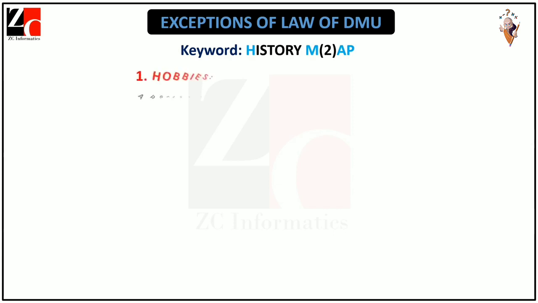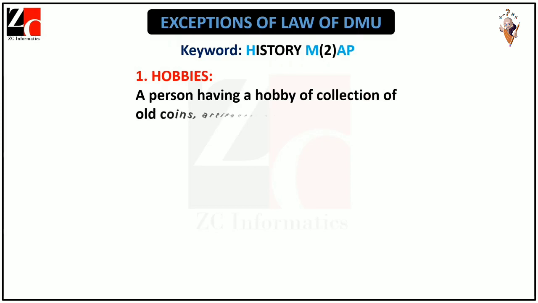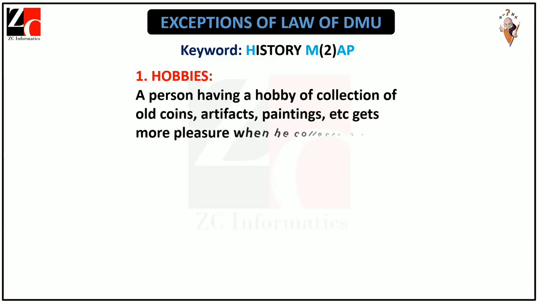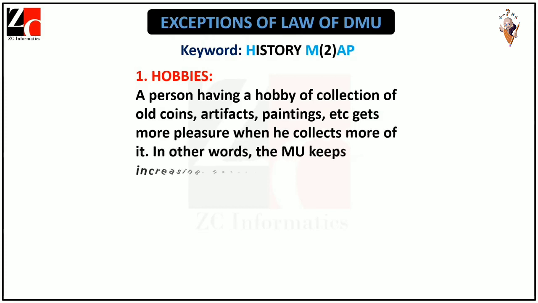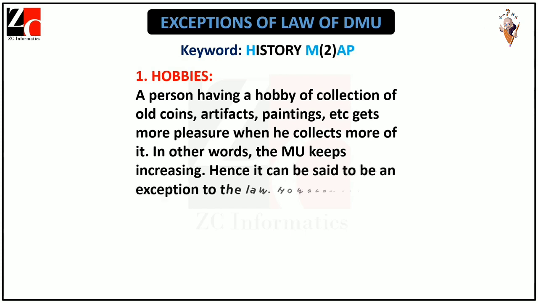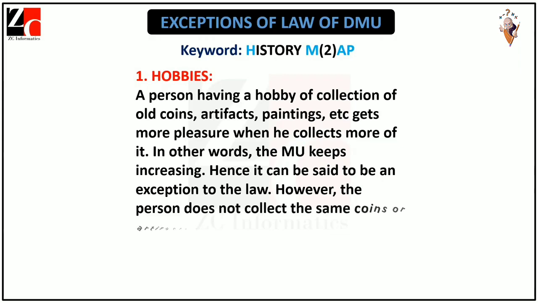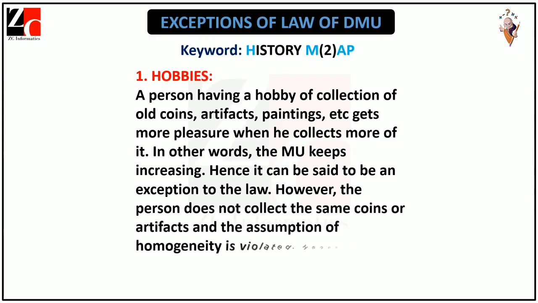Point number 1. Hobbies. A person having a hobby of collecting old coins, artifacts, paintings, etc. gets more pleasure when he collects more of it. In other words, the marginal utility keeps increasing. Hence, it can be said to be an exception to the law. However, the person does not collect the same coin or artifacts and the assumption of homogeneity is violated. Hence, it is not a real exception.